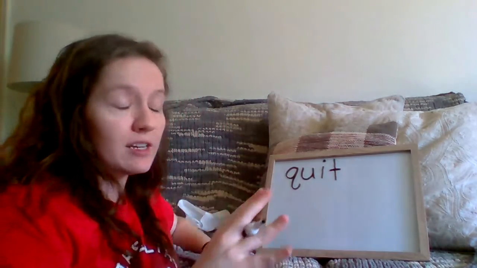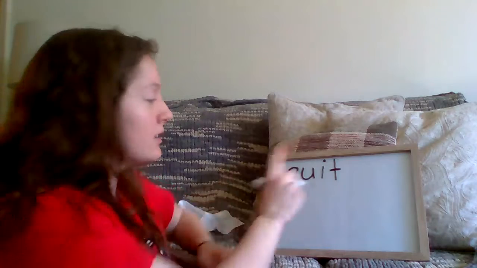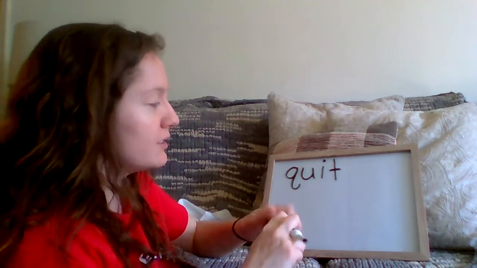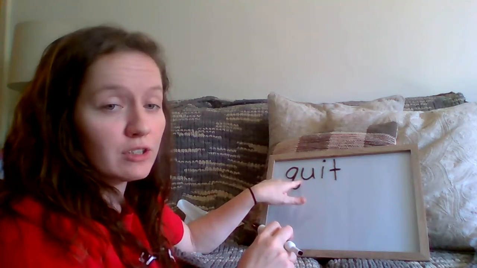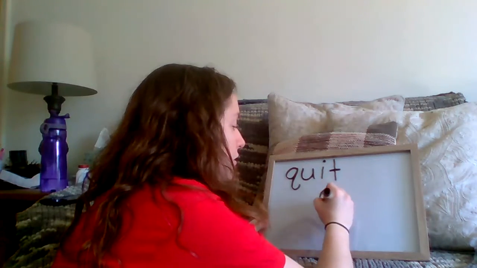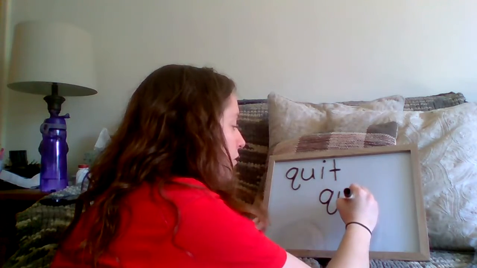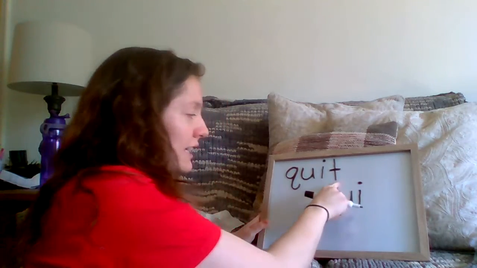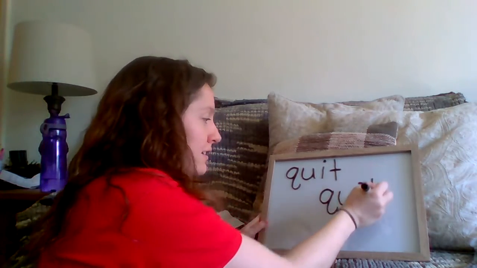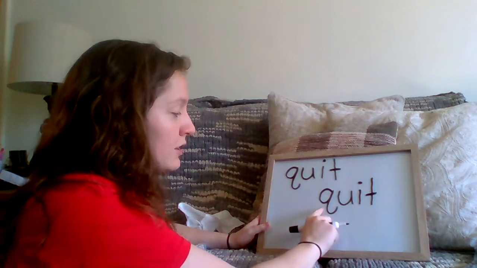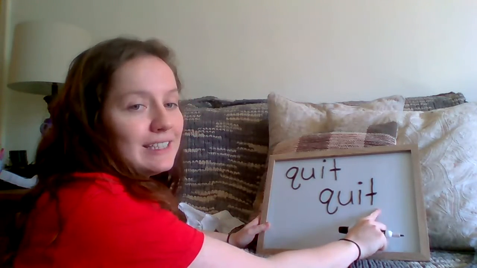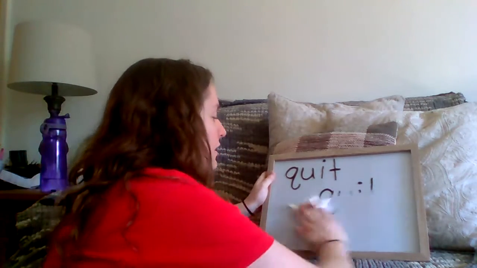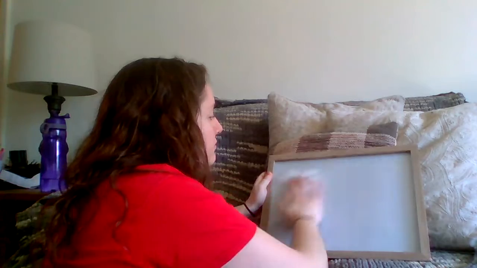Okay, now let's double check that we have the word right. So the word was quit. Qua, it, quit. Now we need to rewrite it. The first letter was QU, so rewrite it with Q, U. Next letter was I. Last letter was T. So you spell this word Q-U-I-T. Quit.